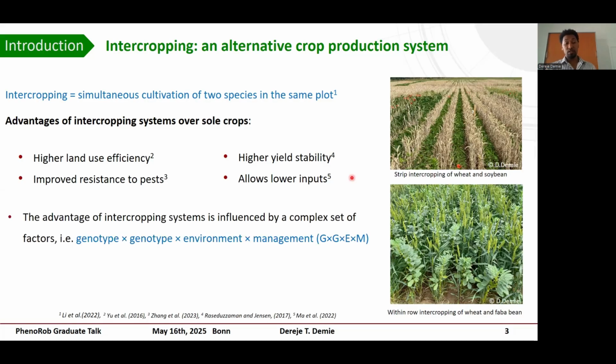Nevertheless, the advantage of the intercropping system is influenced by a complex set of factors, which include genotypes, genotype interaction with environment, and the management options. Therefore, it demands further information regarding which species to combine, which genotypes of the species to combine, and which management strategy is good to increase land use efficiency by the intercropping system.